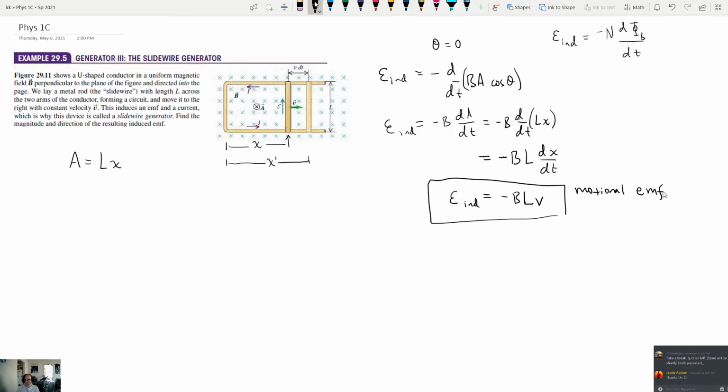And of course, the negative sign is really just there to represent the direction of the EMF. And I think in problems like this, it makes sense to just write it as the absolute value. But there we go. Anyone have any questions?